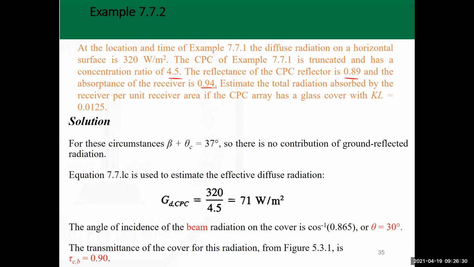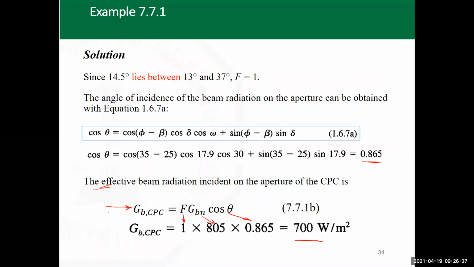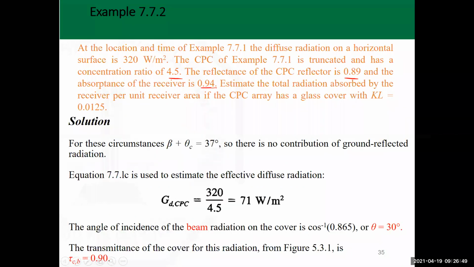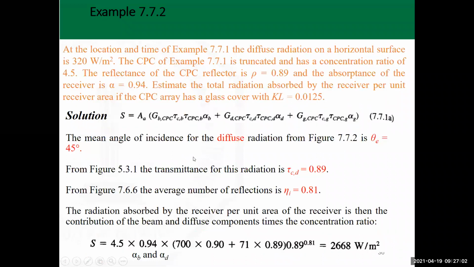We have calculated the beam radiation angle actually, so that cosine theta is 0.865, which is the one that we have calculated here. If you are going to use your calculator, then the value of theta is going to be 30 degrees. So the angle of the beam radiation which is falling is 30 degrees. The transmittance of the cover of the radiation from figure 5.3.1 is going to be 0.9. Then we substitute into this expression here.